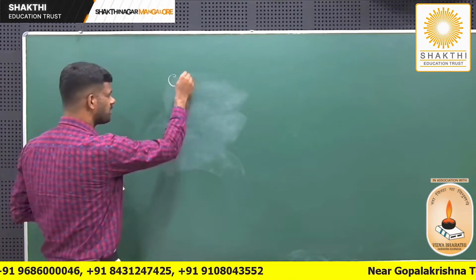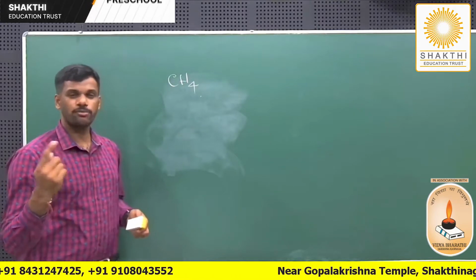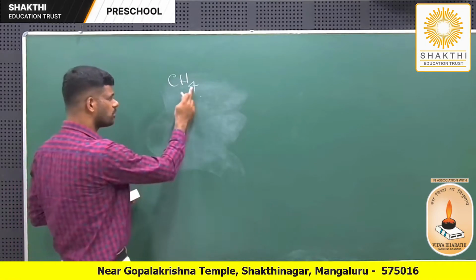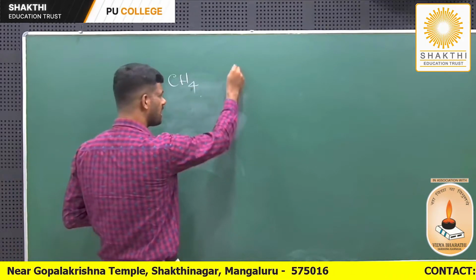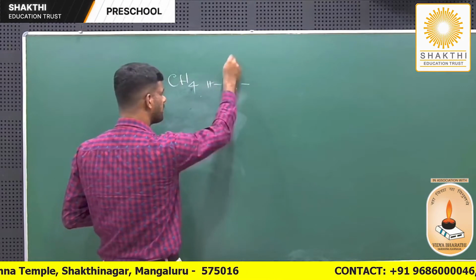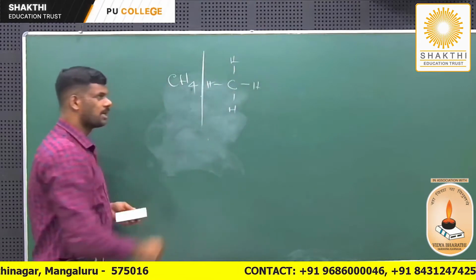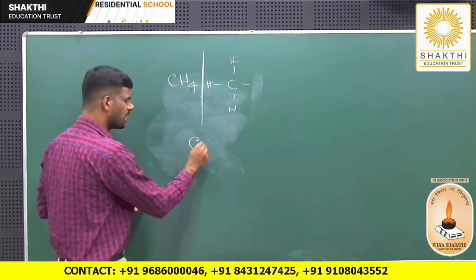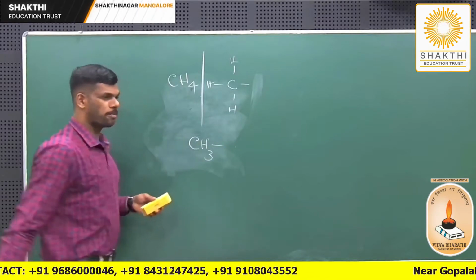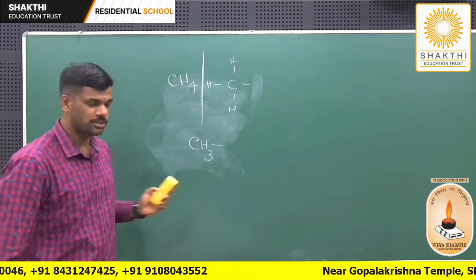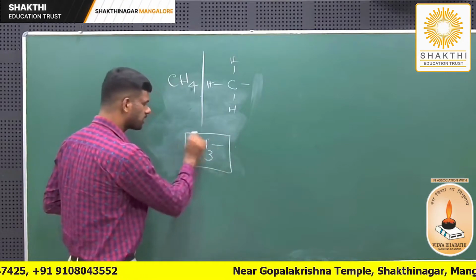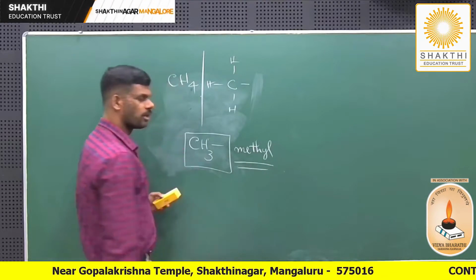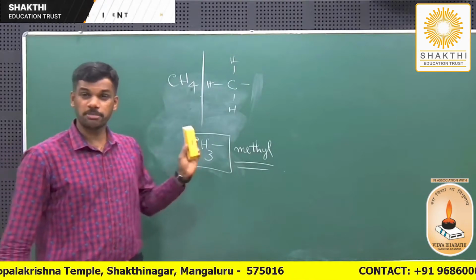Methane is written as CH4. The structural formula was taught to you in the previous class. Remove one hydrogen from methane. When one hydrogen is lost from methane, it becomes CH3 with one bond pending. This CH3 group is called the methyl group. Hope this point is very clear to all. CH3 group is called the methyl group.